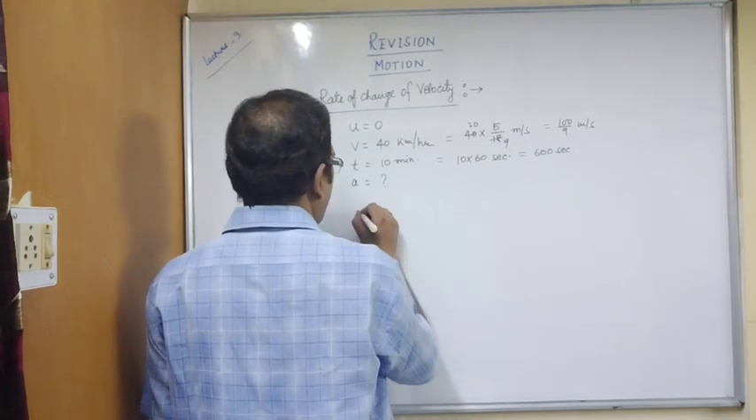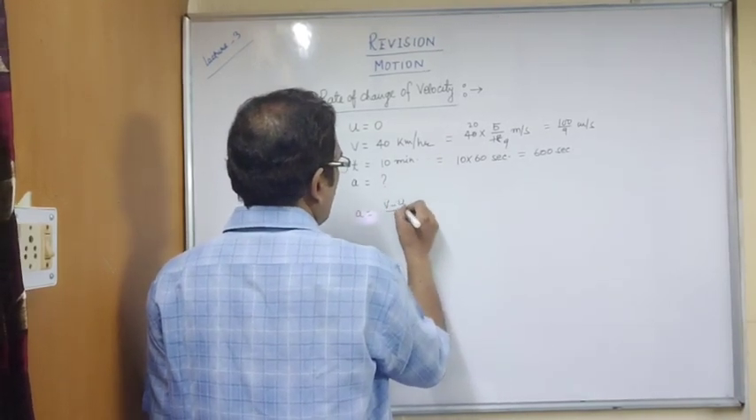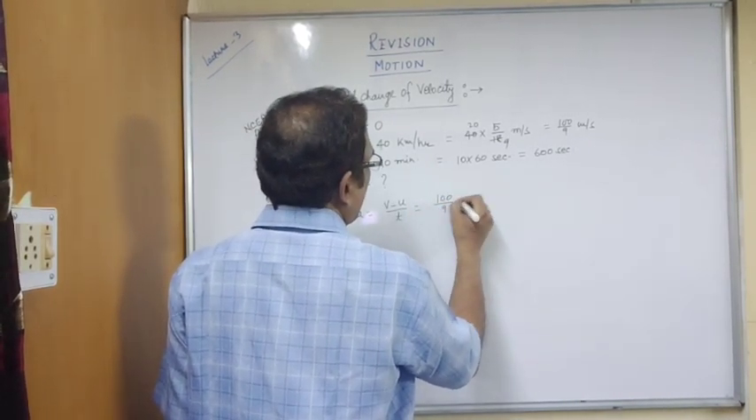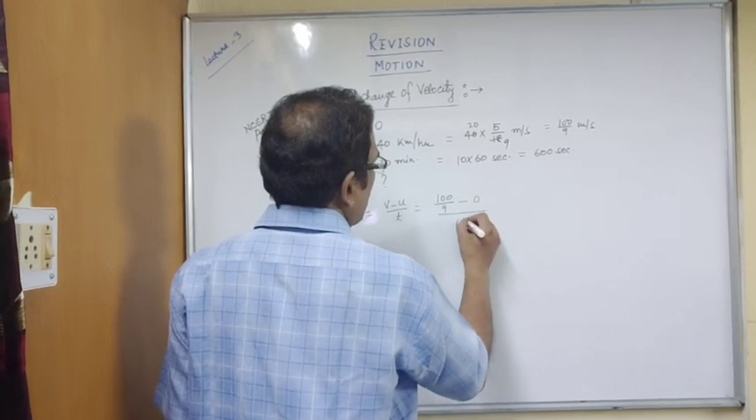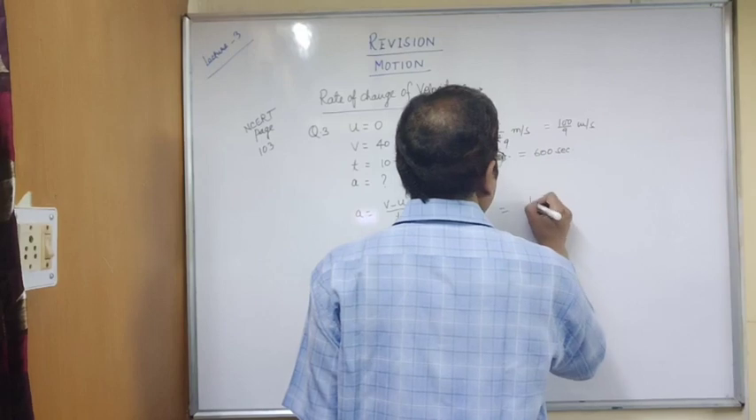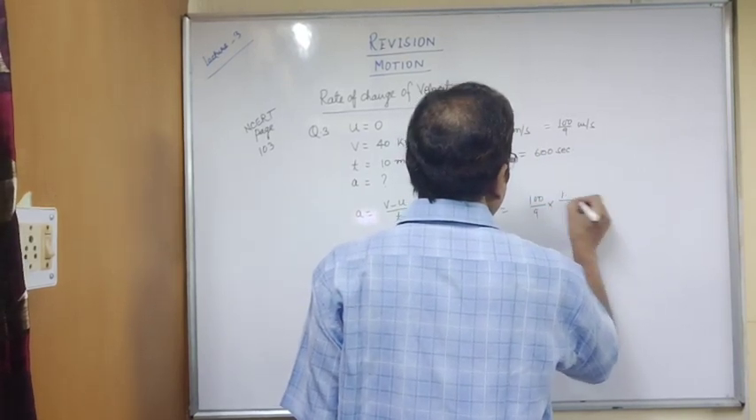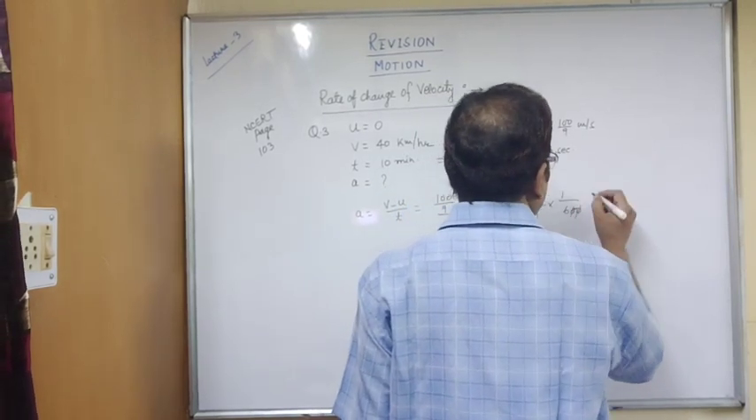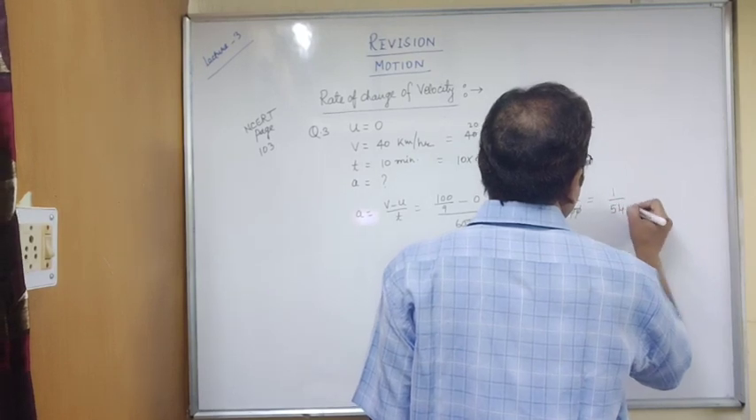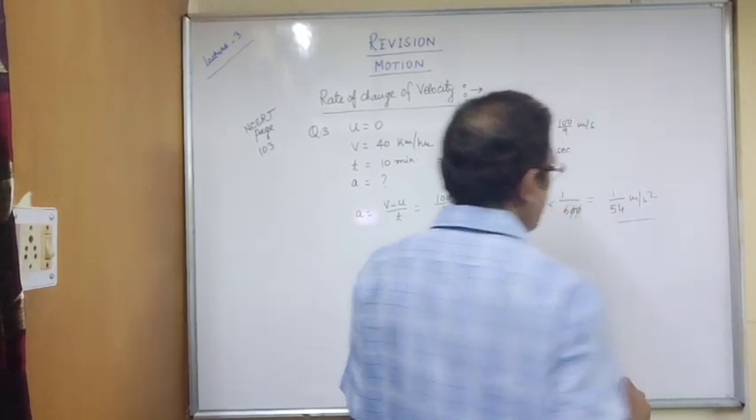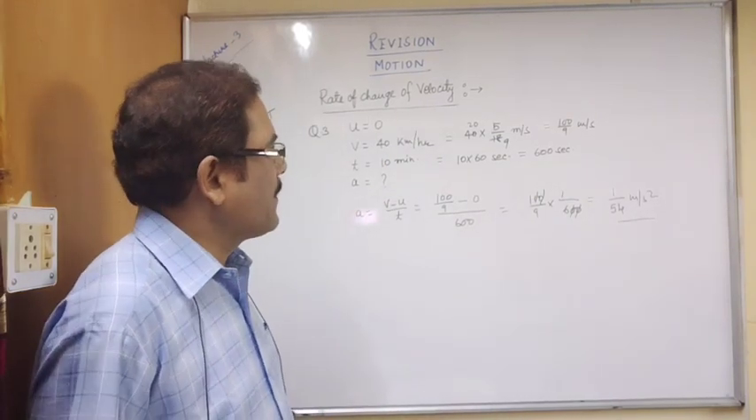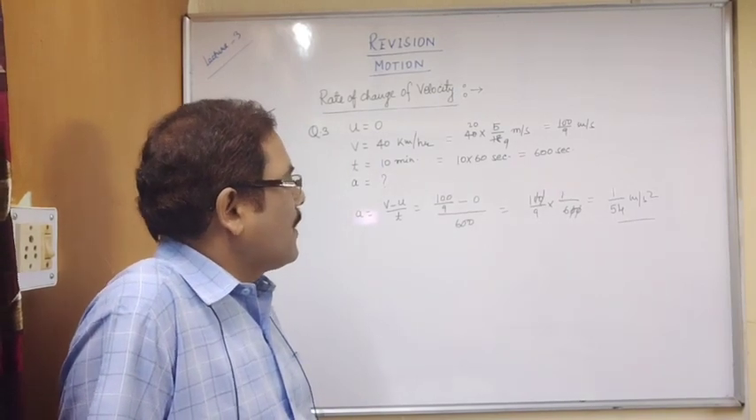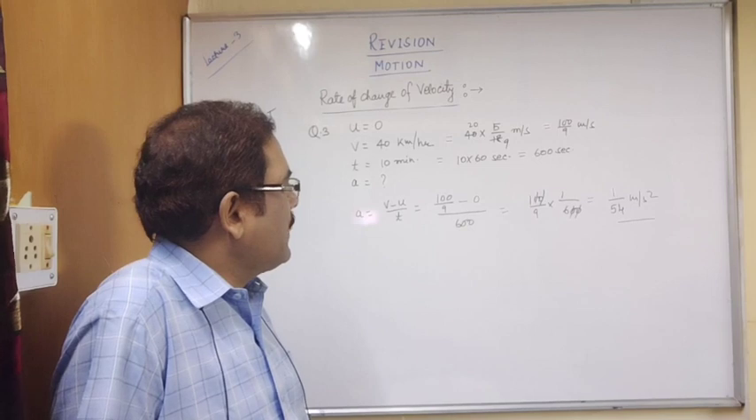Now acceleration is equal to v minus u by t. So it will be 100 by 9 minus 0 by 600. So it will be 100 by 9 into 1 by 600. So 0 cancel. So it will be 1 by 54 meter per second square. So in this way you have to solve the questions. I think the calculation is clear to you.